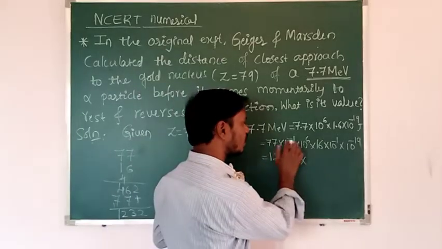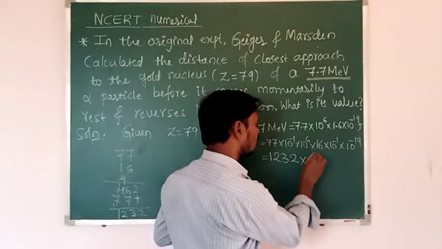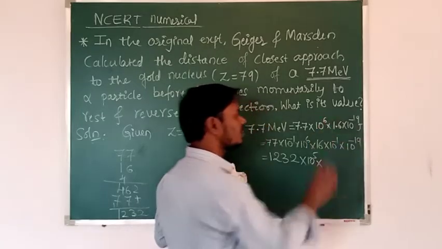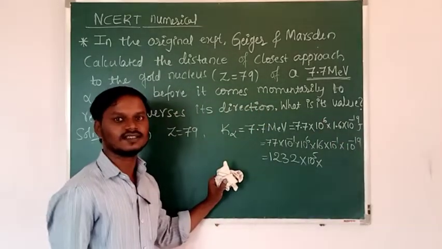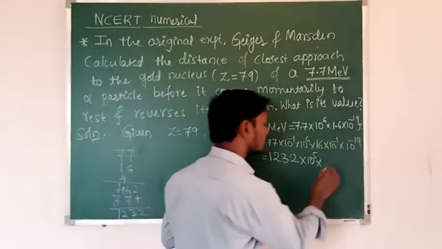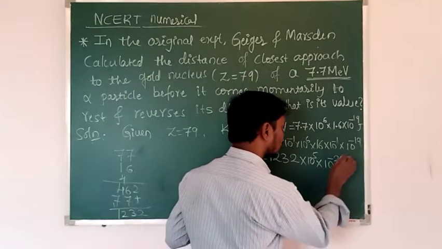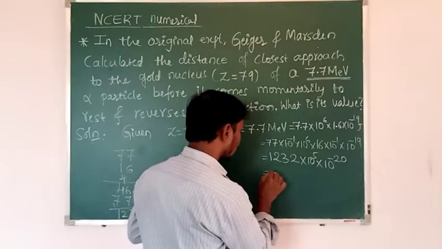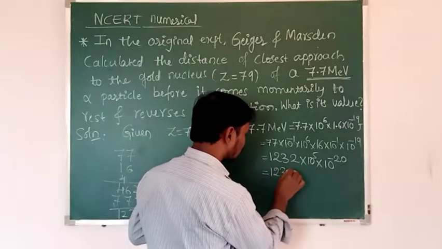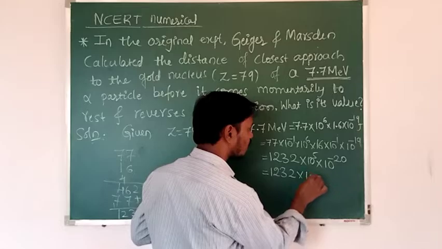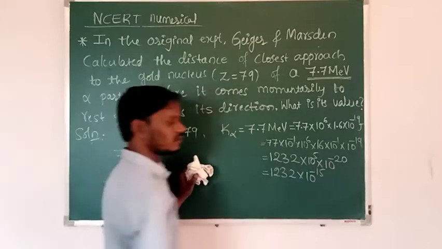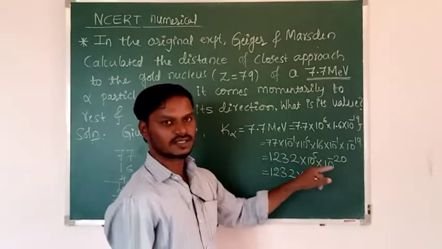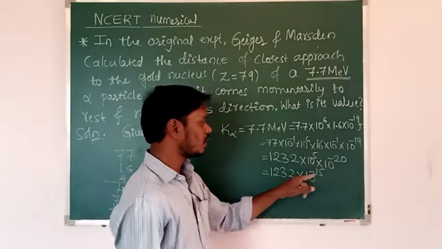Bases are same. Add the powers. 10 to the power of 5. Then 10 to the power of minus 1 into 10 to the power of minus 19. That is 10 to the power of minus 20. Then 1232 into 10 to the power of minus 15. Bases are same. Add the powers. 5 minus 20, that is minus 15.